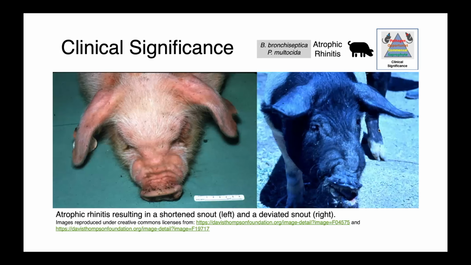Just to review, this is what that can look like. So our pig here on the left, you can see his snout is greatly shortened, some sort of extra wrinkles on top of the nose, indicating that those soft tissues are compressed with destruction of the bony tissues inside. And then on the right-hand side, we can see a pig with a deviated snout. So it's not always just sort of smushed and shortened. It can actually be deviated unilaterally.